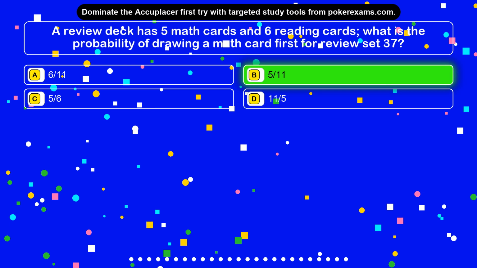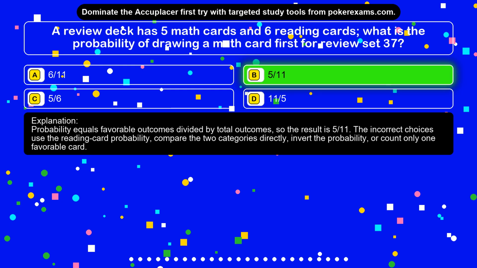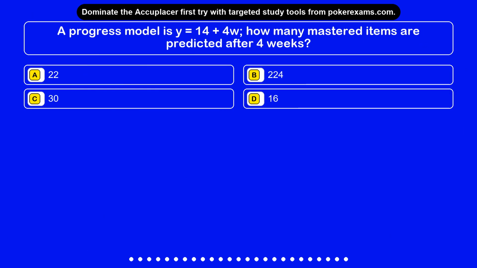The correct answer is option B, 5/11. Probability equals favorable outcomes divided by total outcomes, so the result is 5/11. The incorrect choices use the reading card probability, compare the two categories directly, invert the probability, or count only one favorable card. Question 11. A progress model is y equals 14 plus 4w.